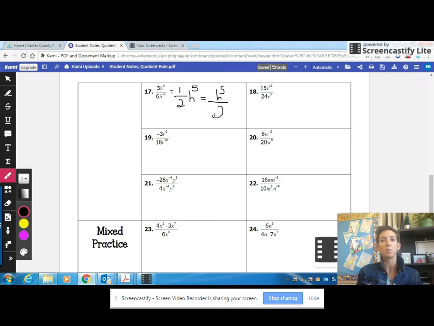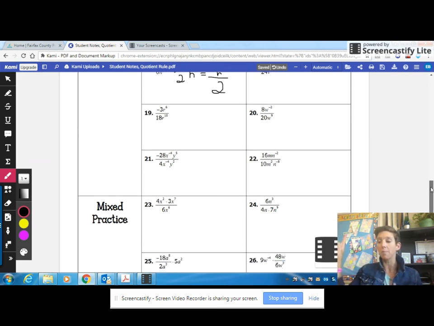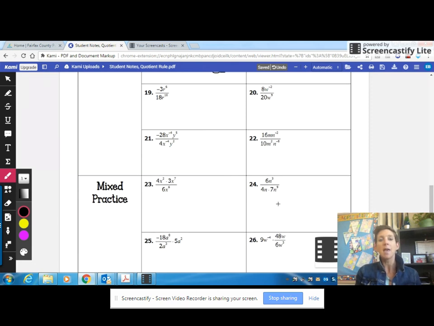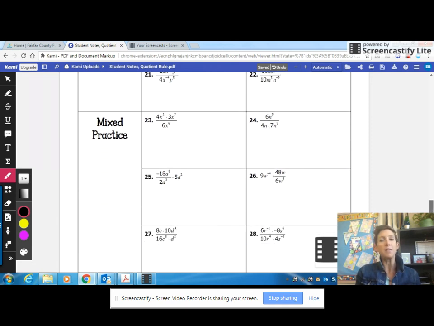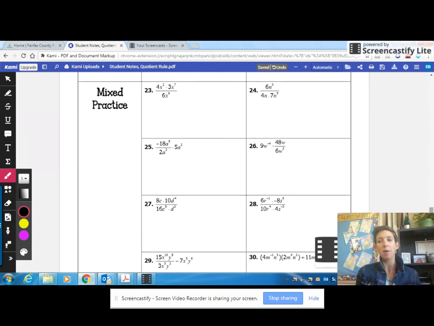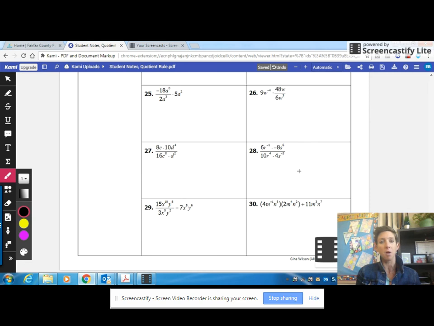Now you can leave it like that, or you can rewrite it with h to the 5th in the numerator over 2. So now what I would like you to do is go ahead and finish the odd problems here, 19 and 21. And then I want you to do all of the even practice problems that we haven't done so far, and all of the mixed practice. I would like that done by tomorrow.